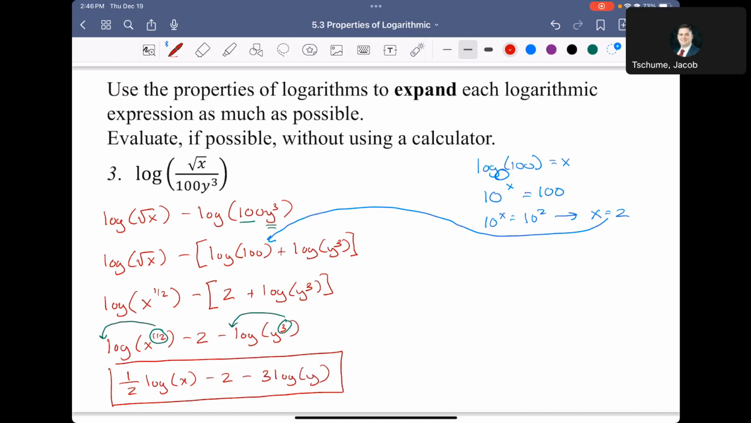And I also like this problem because it uses all three rules. We had to use the product, the quotient, and the power rule of logarithms within one problem. So that's your example of how to expand logarithms, or I guess you'd say 3 examples.